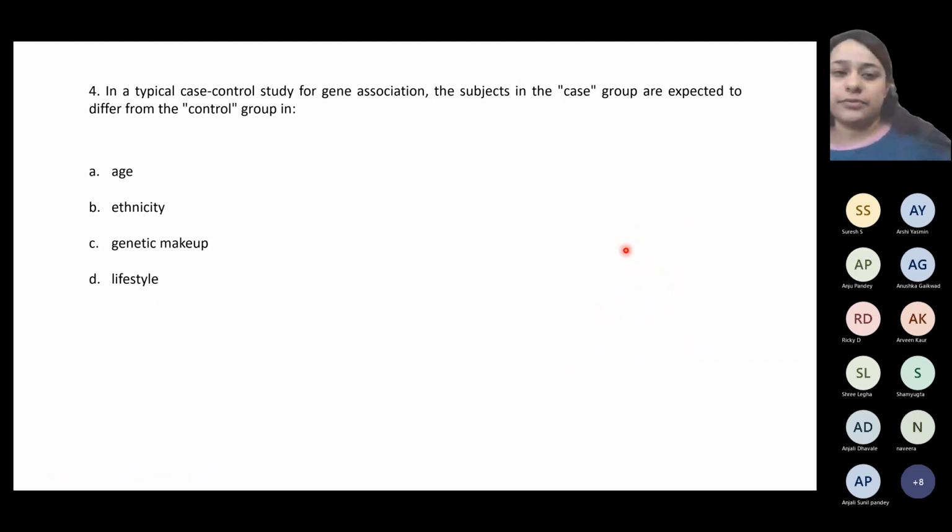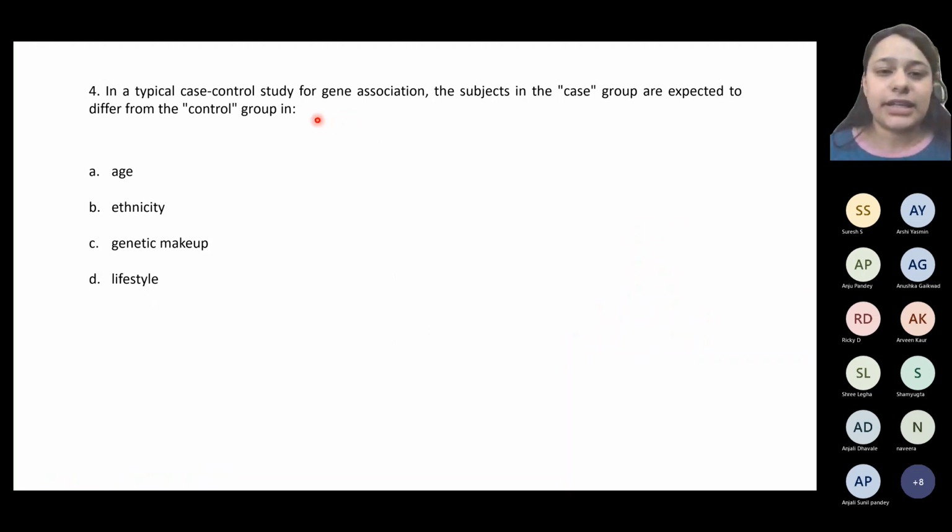So moving to question number 4. In a typical case control study for gene association, the subjects in the case group are expected to differ from the control group in A, age, B, ethnicity, C, genetic makeup, and D, lifestyle. So which one of these are the factors in which the case group and the control group will differ in a case control study?